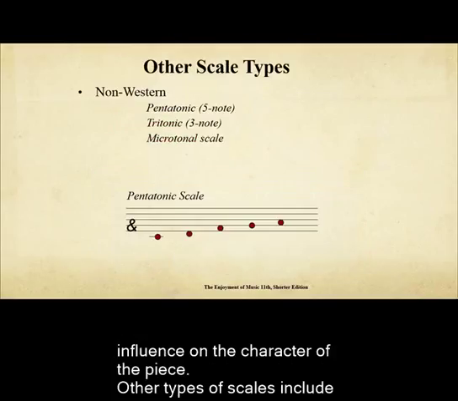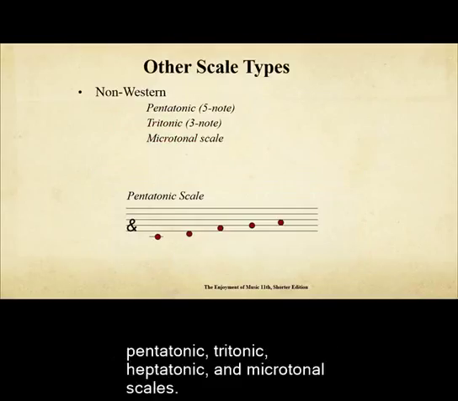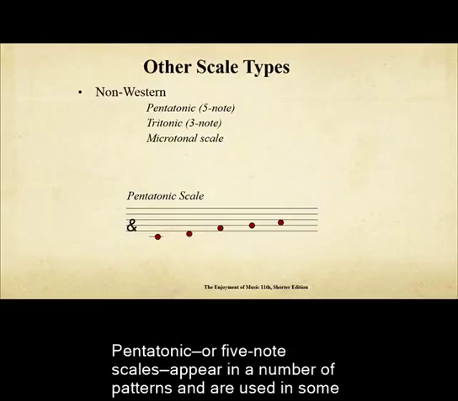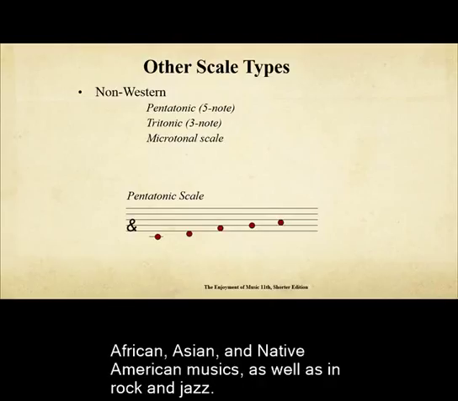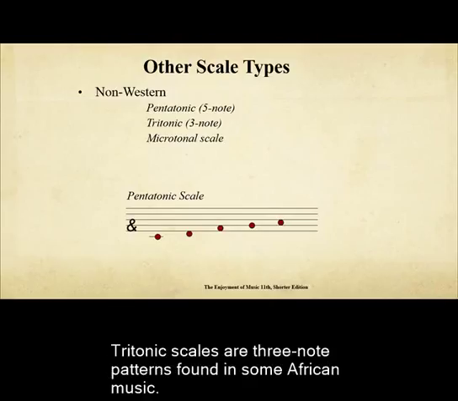Other types of scales include pentatonic, tritonic, and microtonal scales. Pentatonic or five-note scales appear in a number of patterns and are used in some African, Asian, and Native American musics, as well as in rock and jazz. Tritonic scales are three-note patterns found in some African music.